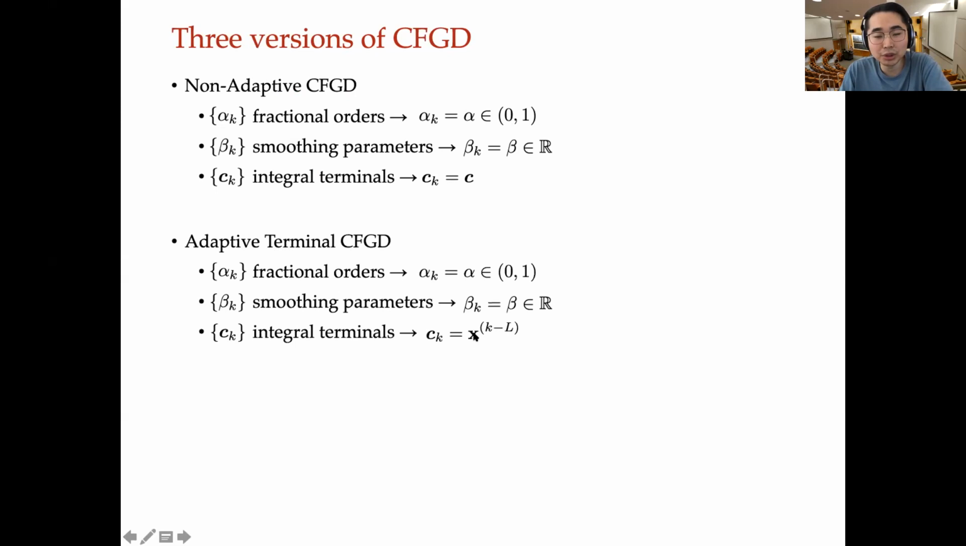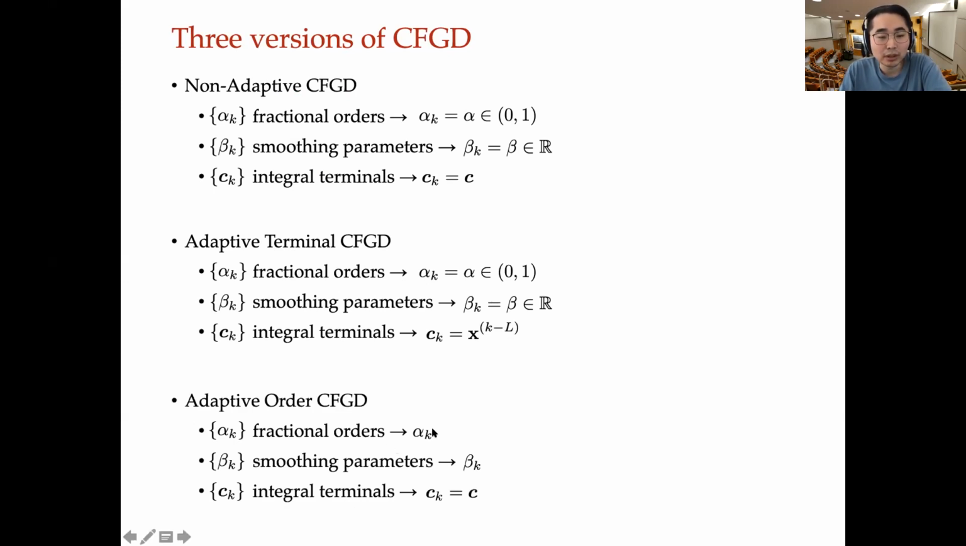Everything is fixed but the integral terminal. So we are going to choose some previous iterations of our solution. Mainly I choose L equal to 1, which is our previous iteration, to be our integral terminal, and adaptive order. I will not talk about adaptive order today, because of various reasons. We did some analysis, but we don't have a specific method whose advantage can be demonstrated. So I will focus on these two methods.